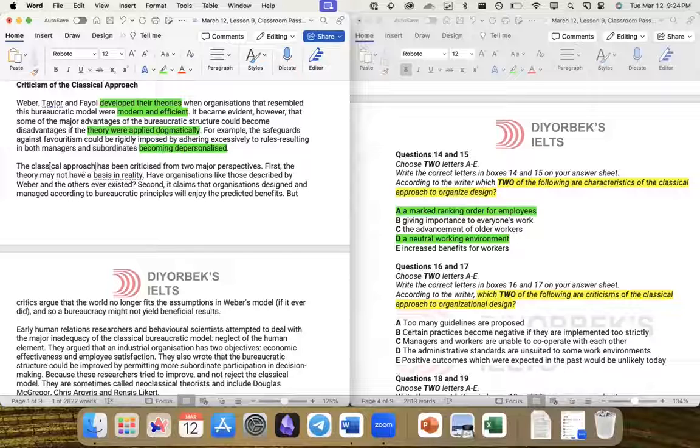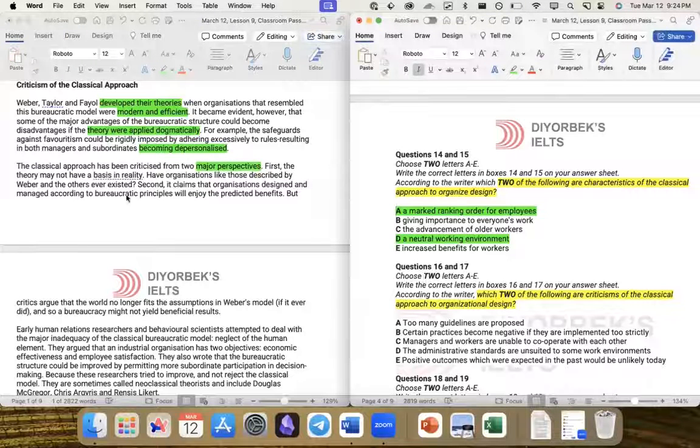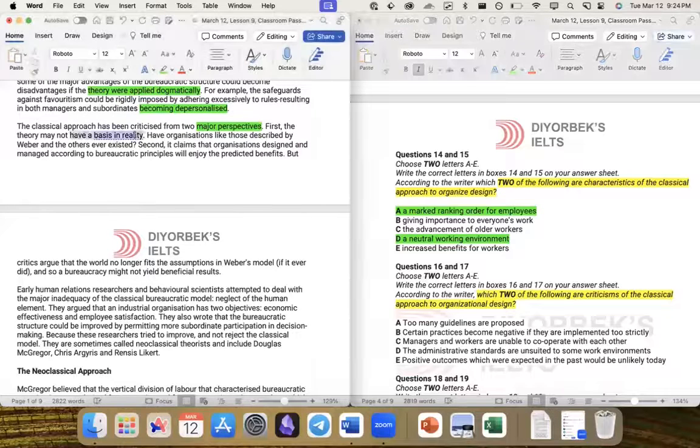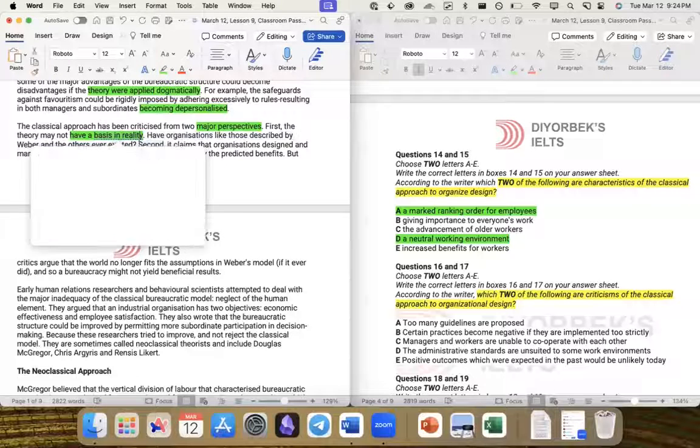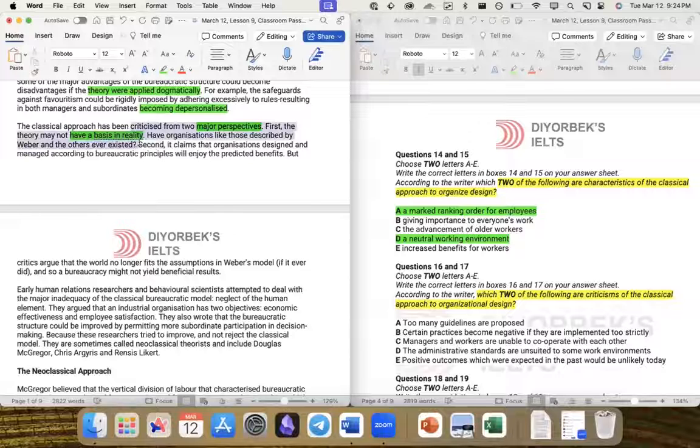Qanaqa tushuntirsa bo'ladi o'zbekchasini. The classical approach has been criticized from two major perspectives. Mana endi kritikizmlar oxiriga kelyapti, 16-17. First, the theory may not have been a basis in reality. Have organizations like these described by Weber and others have existed? O'zi shunaqa bo'lganmi? Shunaqa organizatsiyalar o'zi bormi deyapti. Second, it claims that organization designed and managed according to bureaucratic principle will enjoy the predicted benefits. But critics argue that the world no longer fits the assumptions Weber model. If it did, so bureaucracy might not yield beneficial results. Ikkinchisi, deyapti, hozirgi dunyoga tushmaydi Weber modeli.